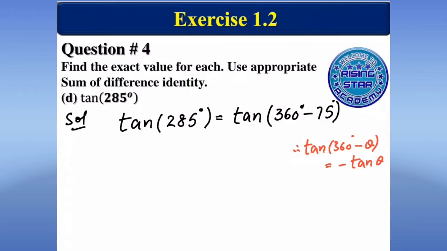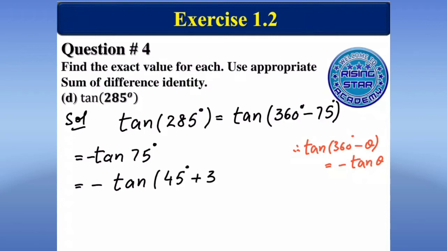Now we will write it negative tan of 75. So we can't find the exact value for tan 75. We need to write it like 45 plus 30 degree. Now we can easily find the exact value for that.